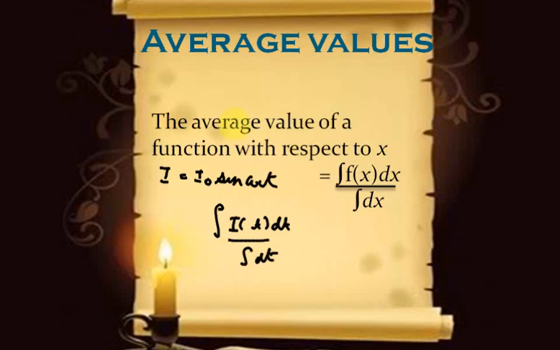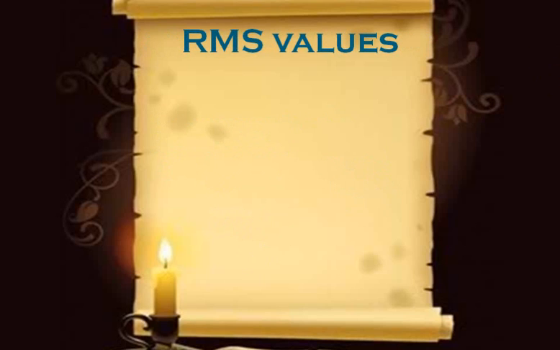So that's how we can generally calculate the average value of a function that varies with respect to x or t. Of course, we'll not derive exactly how we got this formula for calculating average values, because that is beyond the scope of our competition syllabus. Understood? The next fascinating quantity that we can calculate is the RMS value.